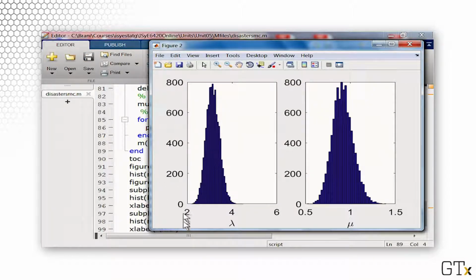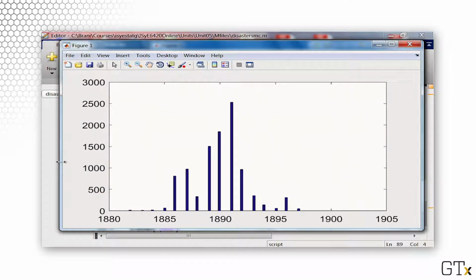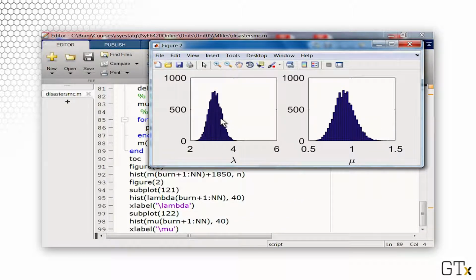So here we go. The first figure here is the posterior distribution histogram. Actually, this is a discrete distribution over the years for m. And we see that 1891 has the highest posterior probability to be the change point. Posterior distributions for lambda and mu are given in this expression here. Take a look at lambda. The mean is maybe a little bit bigger than 3. And for mu, the mean is below 1. So these are the posterior distributions of the rates of accidents before and after the change point. So that concludes the 3 examples and this unit on Markov chain Monte Carlo.